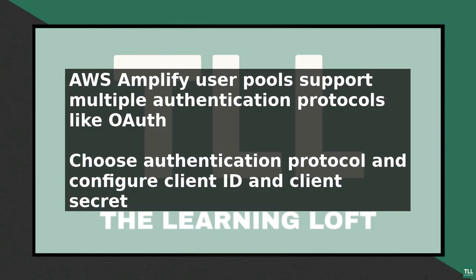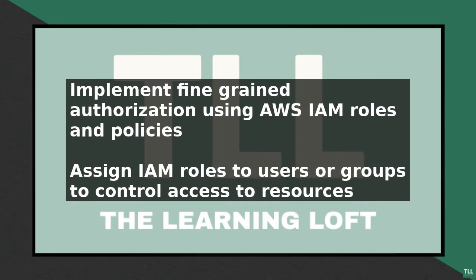Best practices for using AWS Amplify user pools. Use strong password policies and enable multi-factor authentication to protect user accounts. Implement account recovery options such as password reset and account lockout policies. Monitor user pool activity and adjust settings as needed to ensure security and scalability.